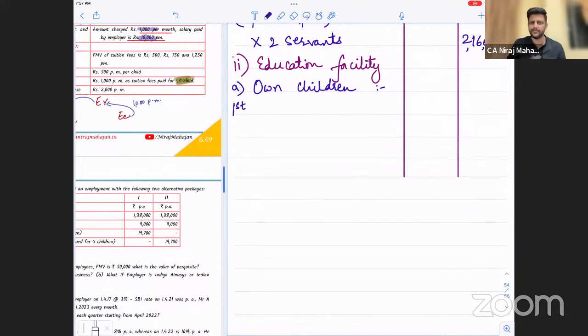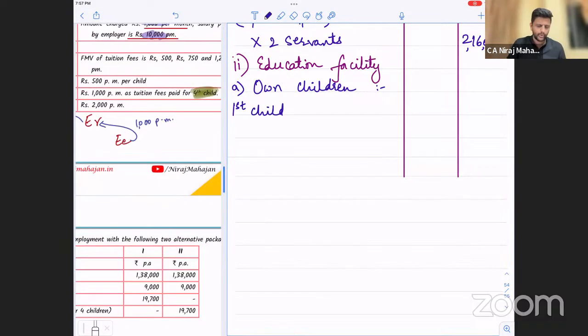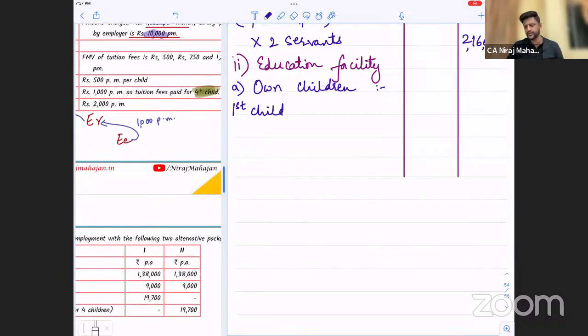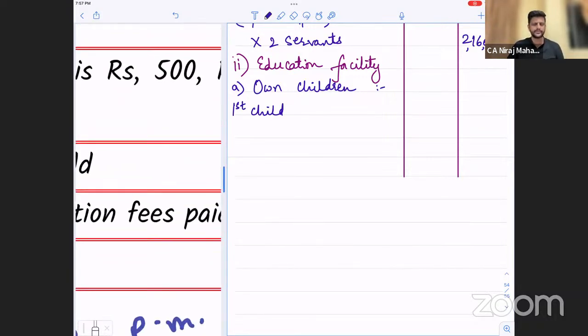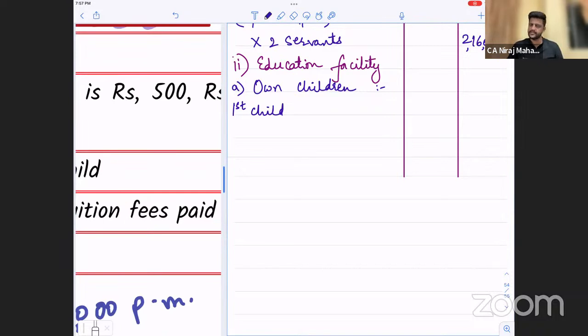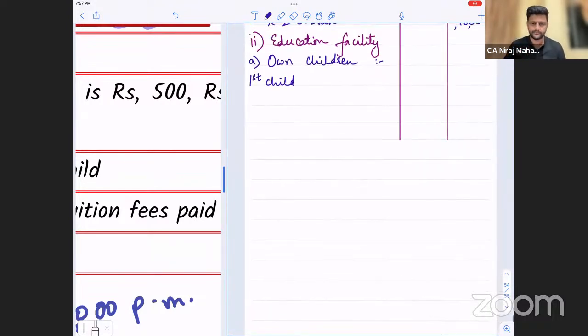Yes, everybody. So let us say first child. We don't know the child's name or number, nothing. I'm just writing first child. What about him, children? Taxable or exempt? What do you think? For first child, we'll take it as rupees 500 per month. Taxable or exempt? It is exempt because it is up to rupees 500 per month per child. Clear or no, Nitin? Good.